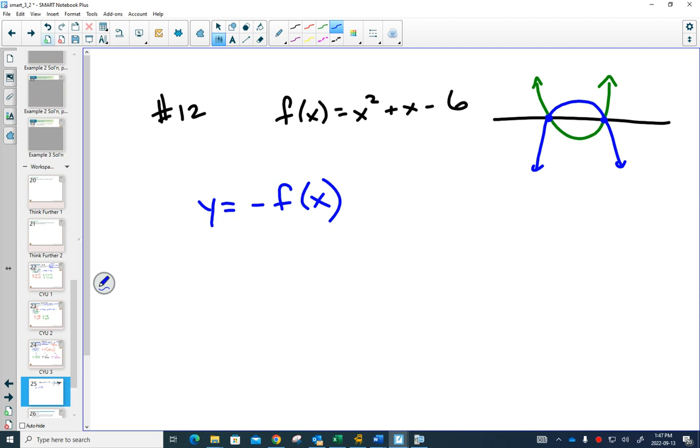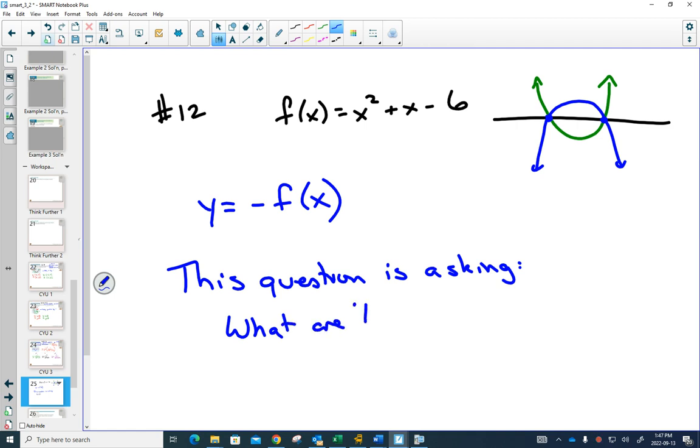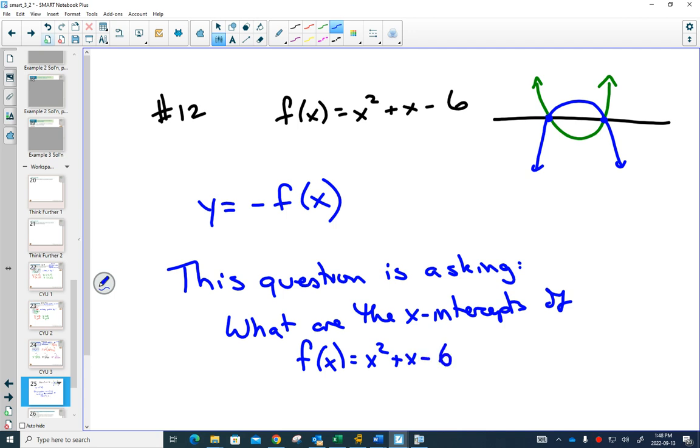So part A is just a different way of asking, what are the x-intercepts of f of x equals x squared plus x minus 6? But it's not easy to see right at the beginning that that's what it's asking.